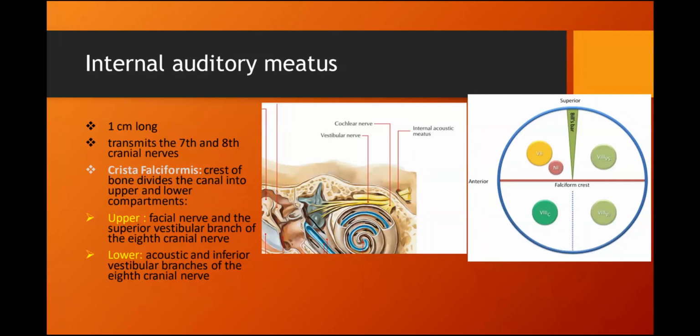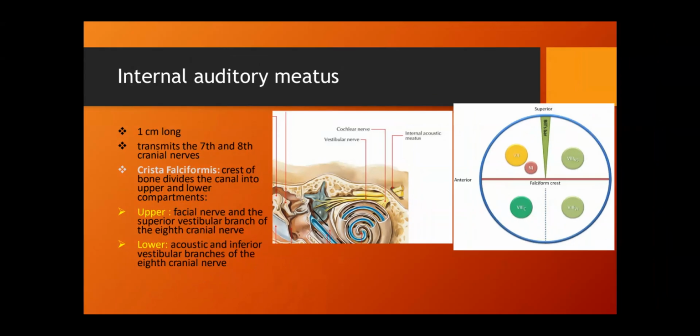Internal auditory meatus. The internal auditory meatus is about 1 cm of bony canal. It contains the facial nerve and vestibulocochlear nerve. There is a piece of bone called the crista falciformis, a crest of bone that divides the canal into upper and lower compartments. The upper compartment is clarified by this diagram.